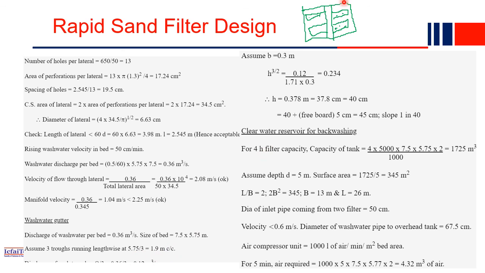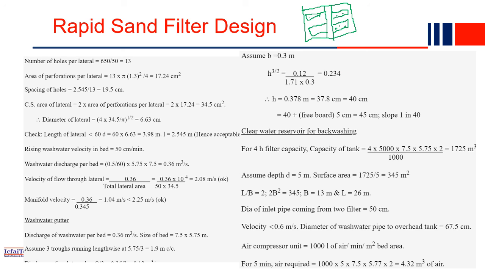So at the top we are providing the wash water gutter. Assume B value is 0.03. From there, how much head loss is happening? This formula we have seen, right? So each value will be approximately 40, you can consider 40 centimeter plus freeboard. Freeboard means how much of the top layer is vacant.